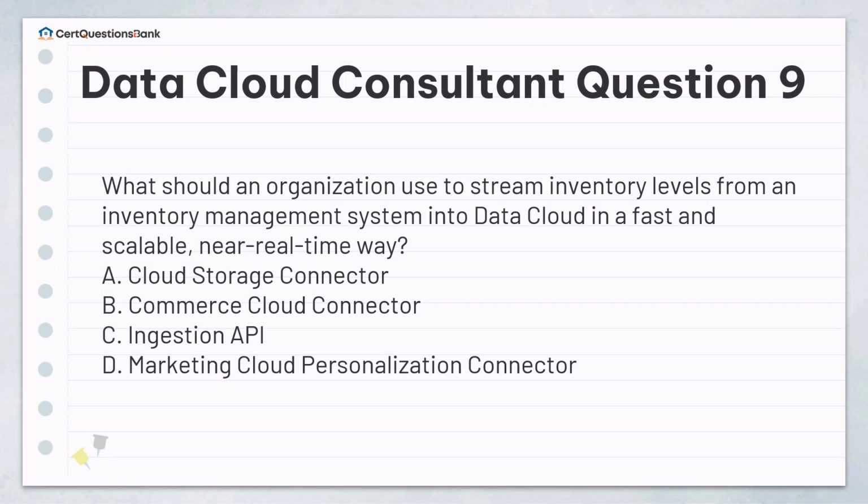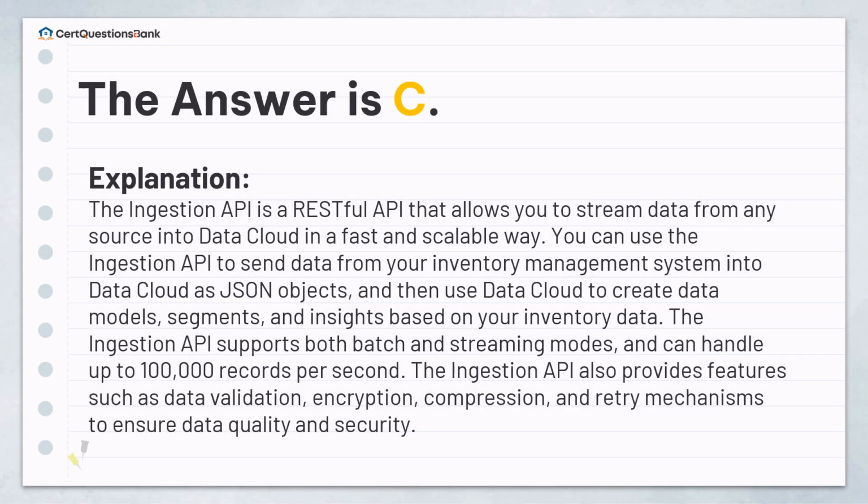What should an organization use to stream inventory levels from an inventory management system into Data Cloud in a fast and scalable, near real-time way? A. Cloud Storage Connector. B. Commerce Cloud Connector. C. Ingestion API. D. Marketing Cloud Personalization Connector. The answer is C.